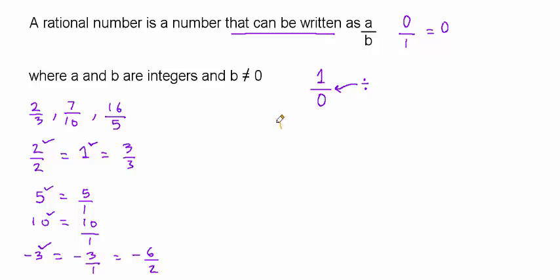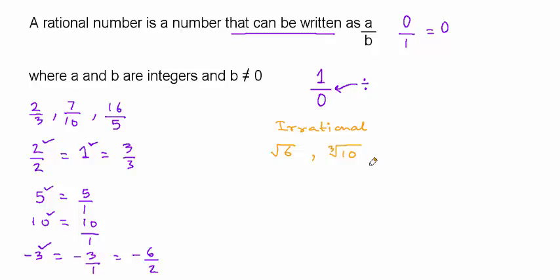Irrational numbers, on the other hand, are roots that cannot be simplified. For example, square root of 6. We cannot simplify square root of 6, and we cannot write that as an integer over another integer. Cube root of 10 is another example of an irrational number, and so on.